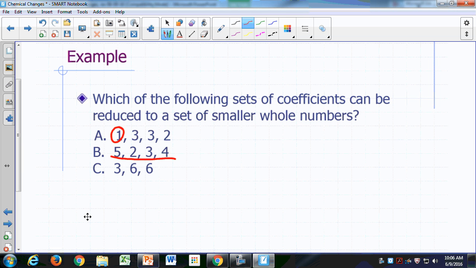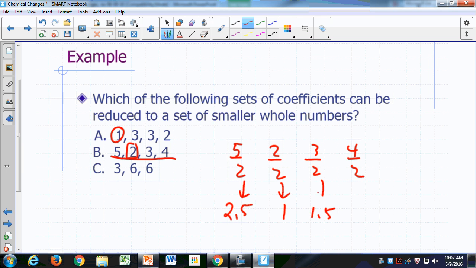Okay, now the smallest is not 1, so what you can try to do is divide by the smallest number. So 5 over 2, 2 over 2, 3 over 2, 4 over 2. So that gives you 2.5, 1, 1.5, and 2. Well, now you don't have whole numbers anymore, so that means this is as small as can be. Okay, this cannot be reduced. So obviously the answer to this question must be C.